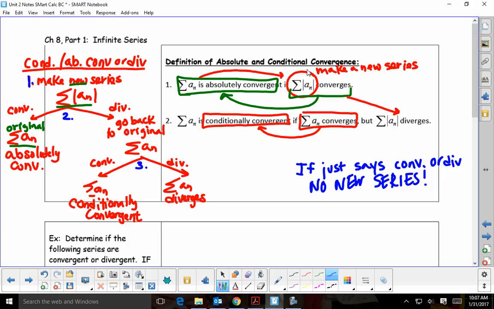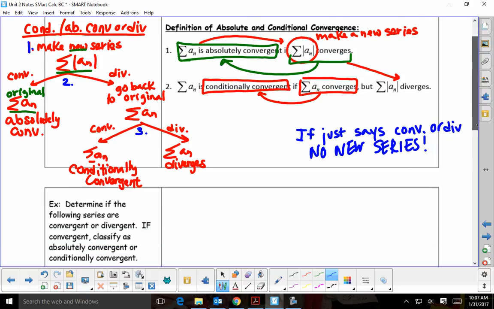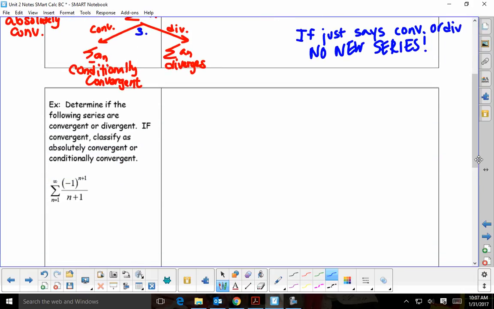Good? Okay, so let's look at the first one. It says determine if the following series are convergent or divergent. If convergent, classify as absolutely or conditionally. So I see that part. As soon as I see that part, I think I first have to do what? Yeah, make the new series.